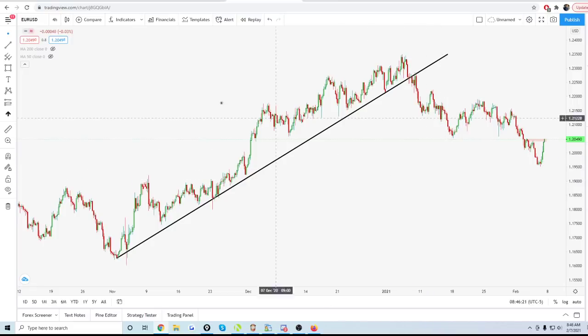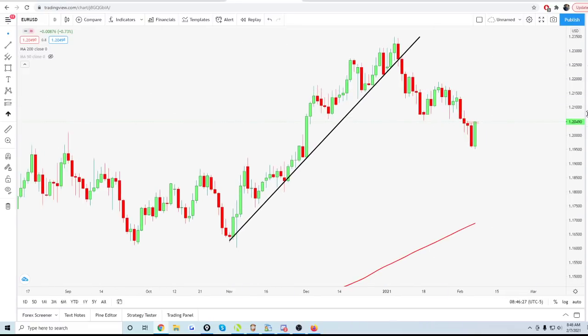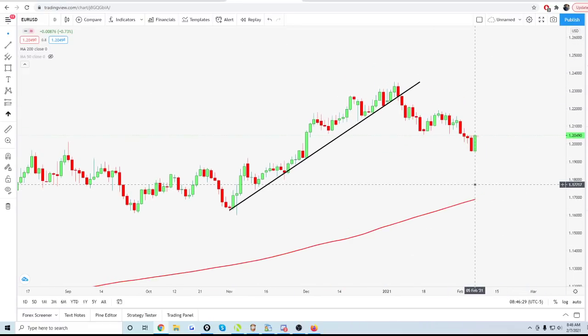Now, there are some things to think about, however. If we go to the daily chart real quick, I want to show you guys this. On the daily chart, we are still technically above the 200-day moving average. But I think it is very possible and probably even likely that we do make a move down to this 200 period moving average sometime here in the next few weeks.